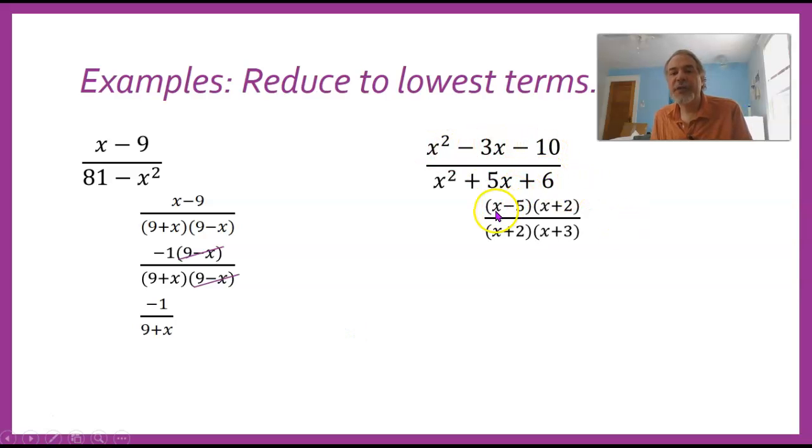This numerator factors into x minus 5 times x plus 2. Notice if we FOIL that out, this is what we get. And the denominator factors into x plus 2 times x plus 3. That's what you would have to multiply out to get x squared plus 5x plus 6. So now that we have everything factored, do you see any common factors that we can cancel? The x plus 2's on top and on the bottom. We can divide those out, and we are left with x minus 5 over x plus 3. So that would be our answer, reduced to lowest terms.